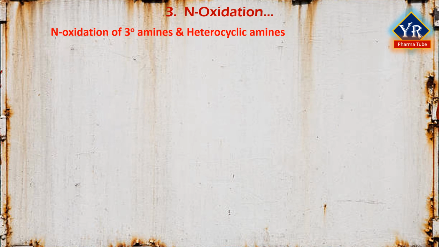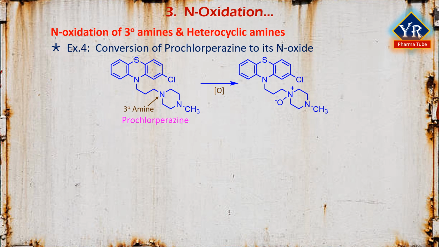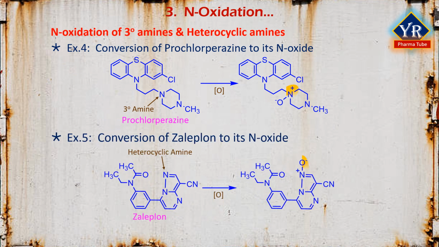N-oxidation of tertiary amines and heterocyclic amines. Tertiary amines as well as heterocyclic amines can be directly oxidized to form N-oxides. Shown in the figure are the structures of prochlorperazine, a drug with multiple tertiary amines, and zaleplon, a drug with multiple heterocyclic amines. A single nitrogen atom has been chosen to illustrate N-oxidation for both of these drugs. Note that this metabolic biotransformation could also occur at the other nitrogen atoms on these drugs.